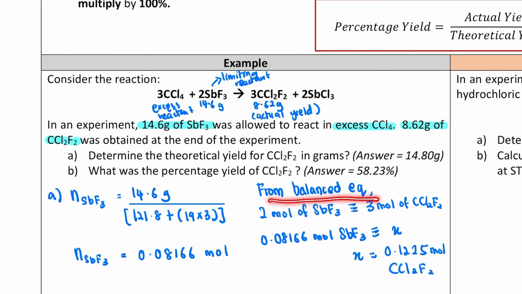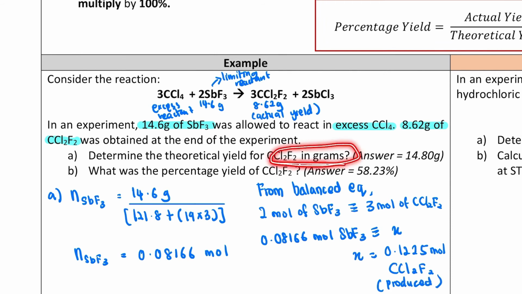Okay, next, from balanced equation, 2 mole of SbF3 will produce 3 mole of CCl2F2. Okay, so basically saya guna dua benda ni lah. Okay, so stoichiometry dia. Kiranya kalau kita ada 2 mole SbF3, kita akan produce 3 mole of CCl2F2. Tapi kita tak ada pun 2 mole. Kita ada 0.08166 mole of SbF3 sahaja. So, berapa mole of CCl2F2 terhasil? Okay, so saya letak X. And then as usual, kita darab silang to solve this. And then kita dapatlah X, saya dapat 0.1225 mole of CCl2F2. Okay, so ini adalah mole of CCl2F2 yang terhasil. Okay, and actually this is the theoretical mole lah.